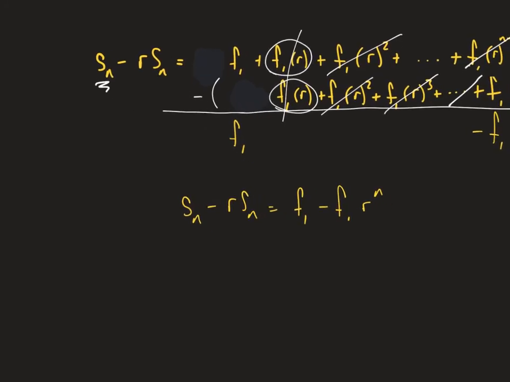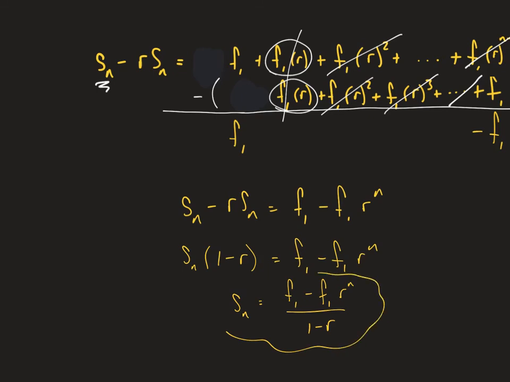So what I'm going to do on the left side is factor that s sub n out, the series of the first n terms, and that's going to leave me with 1 minus r. My right side looks the same. And then to get the s sub n alone, I'm just going to divide by 1 minus r on both sides. So I have f sub 1 minus f sub 1 times r to the n over 1 minus r.